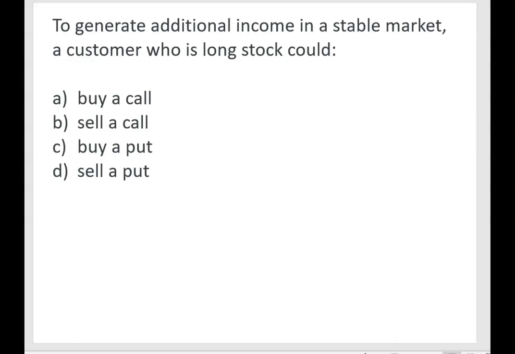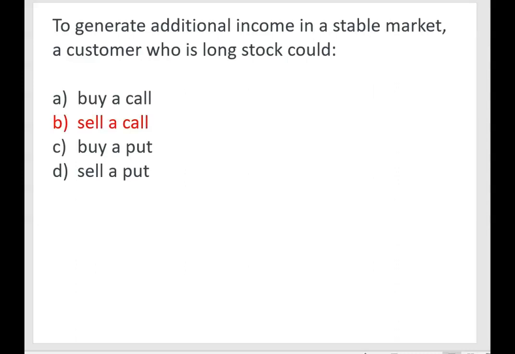All right, I think that looks like everyone has answered this one. And so our answer is here: to generate additional income in a stable market, the customer is long stock. What does long mean? Long means own, right? They already own the stock. Sooner or later, they're going to sell the stock, right? What if they just got paid to pre-agree to sell the stock to someone else at a fixed price? So they can do that by selling a call option, right?